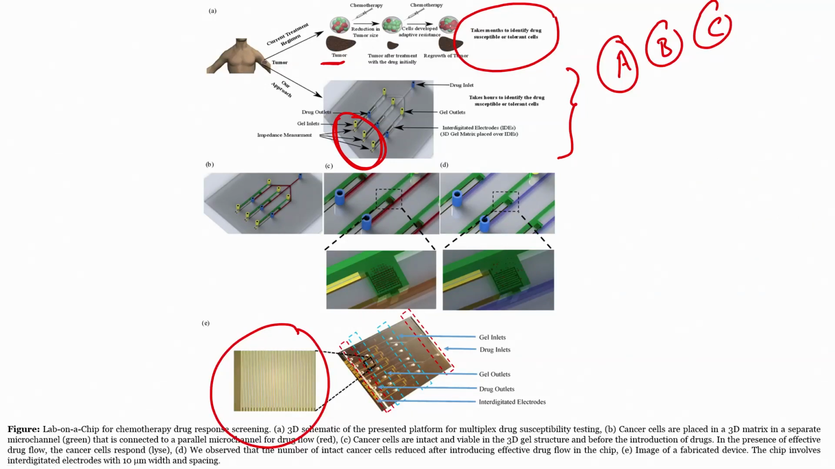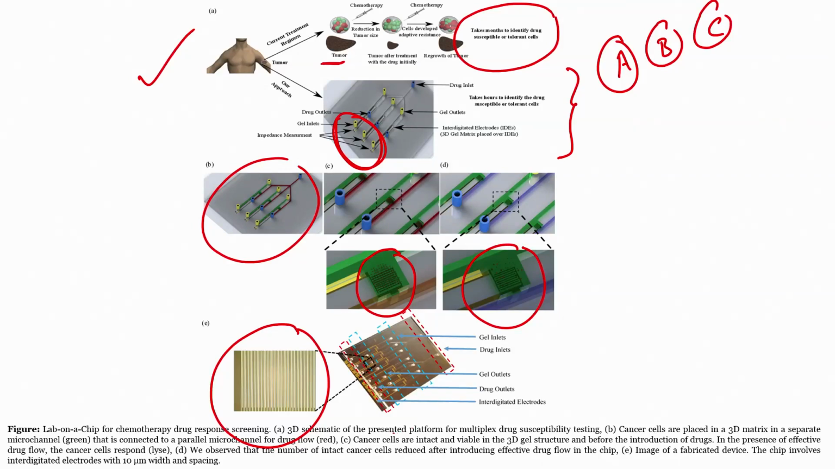So, you can see here a 3D schematic. Here A would be a 3D schematic of the platform for multiplexing drug susceptibility testing. B would be cancer cells placed in a 3D matrix. C would be cancer cells intact and viable in a 3D gel structure before introducing drugs. D would be the intact cells reduced after introducing the effective drug flow.